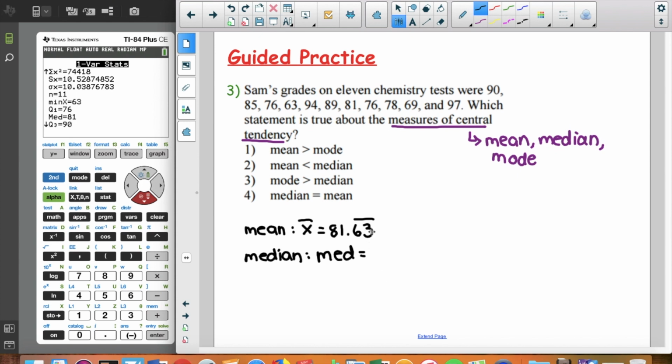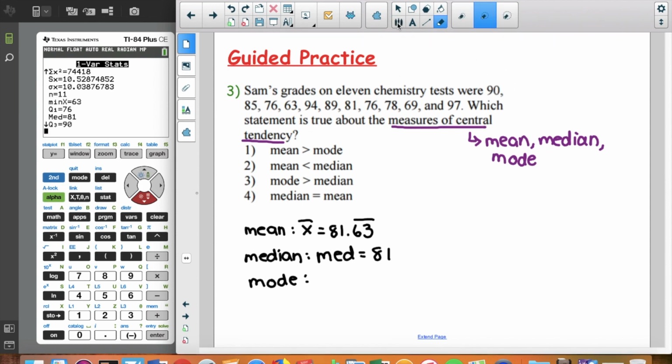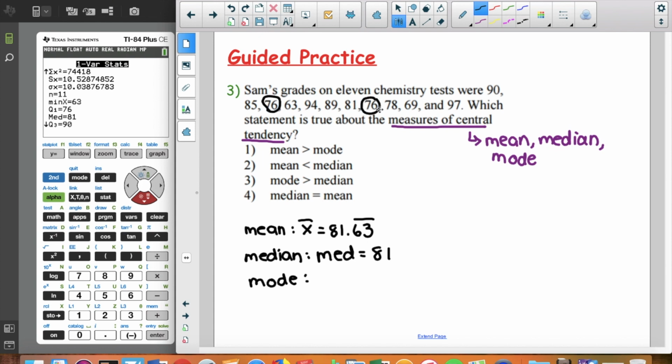And it tells us that the median is 81. The only thing this will not tell you is the mode, but the mode is easy enough to identify. So let's look here. Let's look if any of our values repeat. I only see one 90, so 90 can't be the mode. 85, I only see one of them. Let's see if there's anything that repeats here. I see 76 repeating, and it looks like that's the only one that repeats. So the mode is 76.